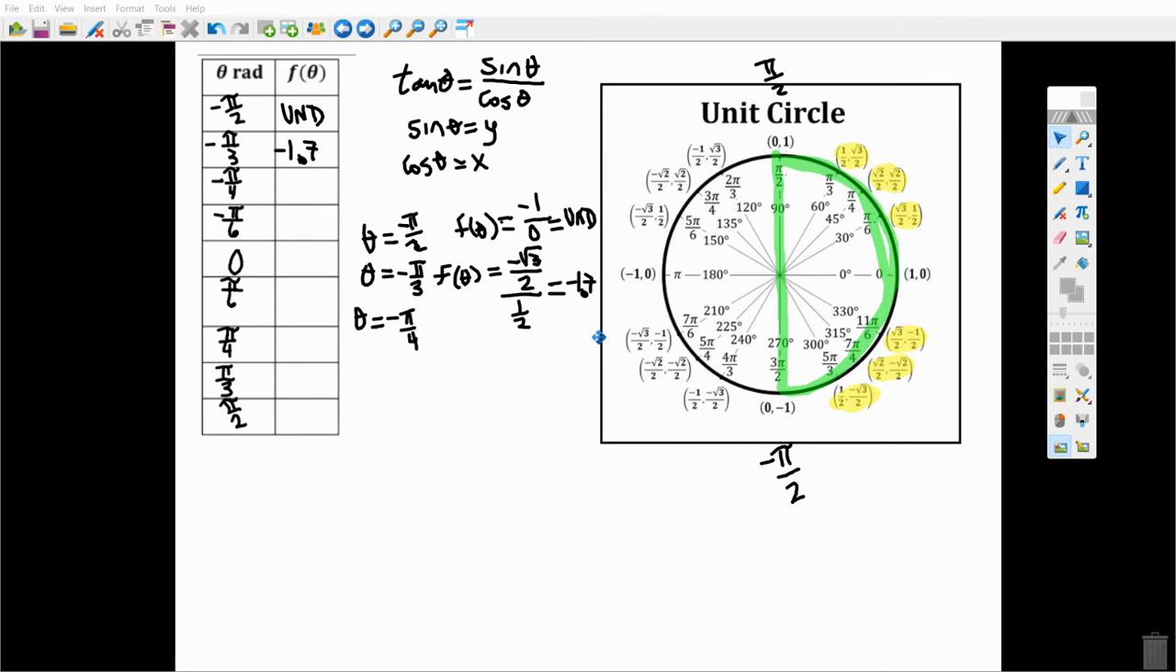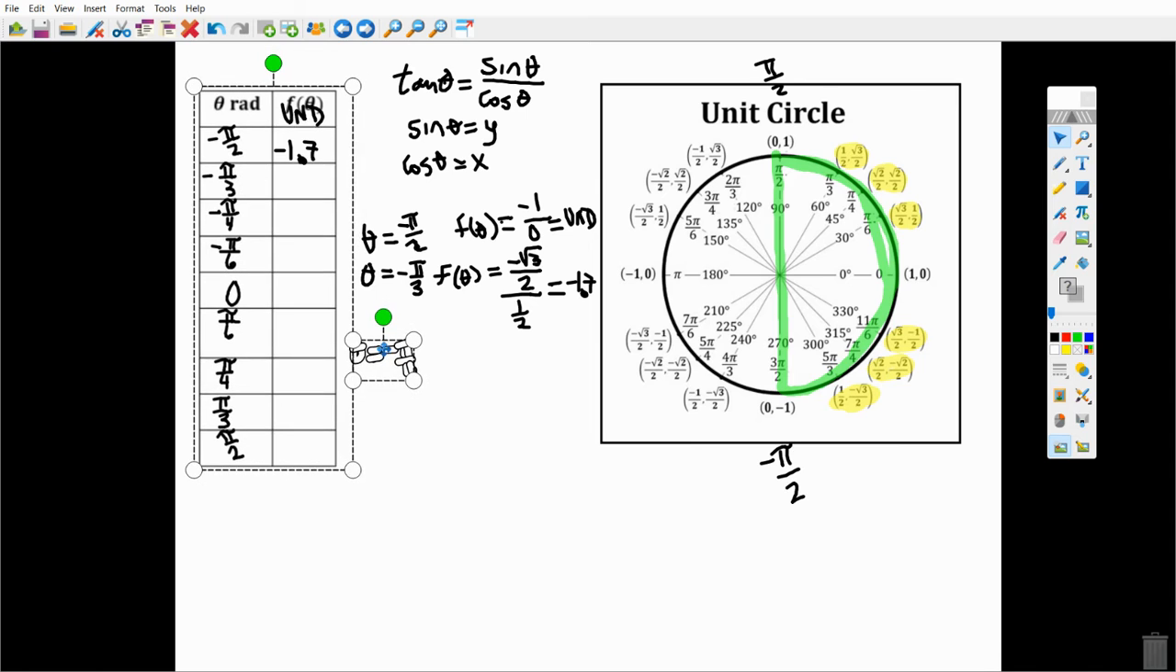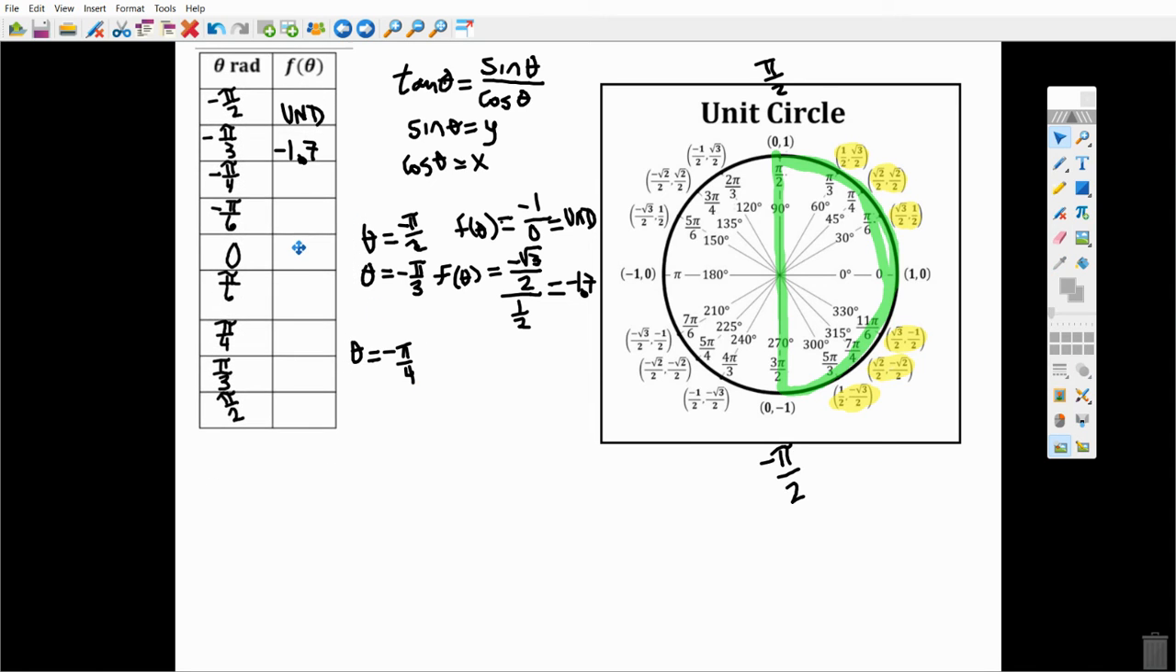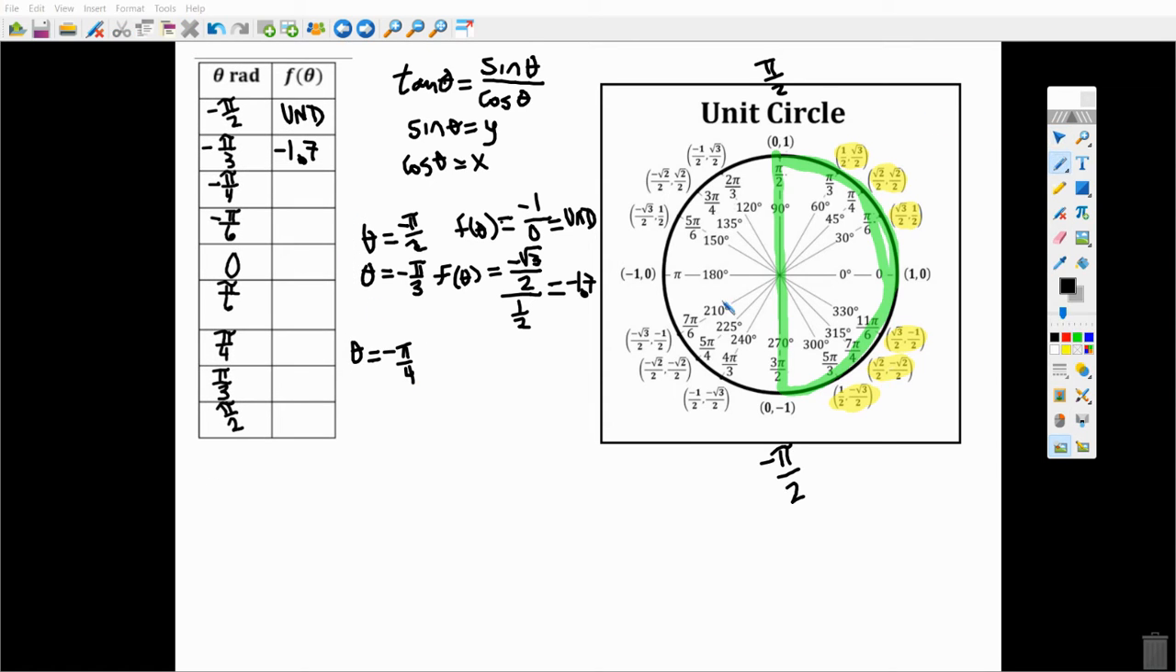Next, we have theta equals negative pi over 4. So at negative pi over 4, f of theta equals negative radical 2 over 2 divided by radical 2 over 2. So that's y divided by x. That's going to end up being negative 1. So this is negative 1.